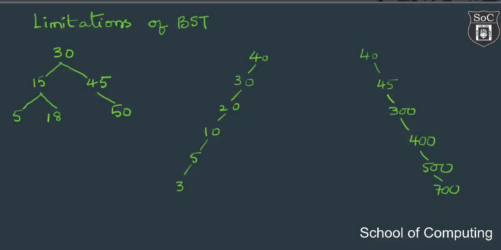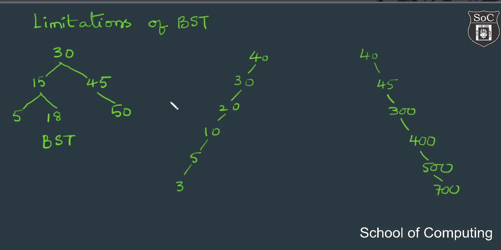So, limitations of BST. Now look at these examples. This is a binary search tree. Yes, no doubt it's a binary search tree. A binary search tree is a binary tree with an additional rule that every left child must be less than its parent and the parent must be less than the right child, with at most two children. So BST is also a binary tree. Look at this binary search tree: 30 is the root node, 15 is the left child and 45 is the right child.